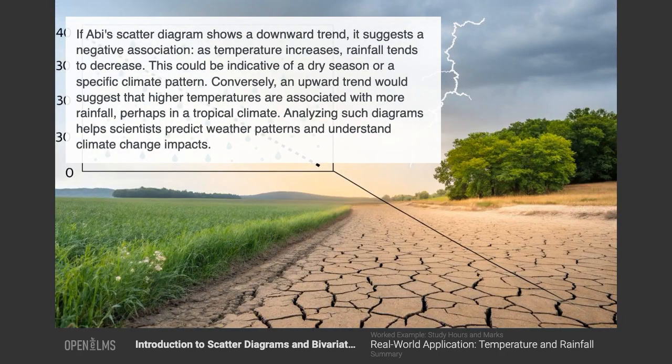If Abby's scatter diagram shows a downward trend, it suggests a negative association. As temperature increases, rainfall tends to decrease. This could be indicative of a dry season or a specific climate pattern. Conversely, an upward trend would suggest that higher temperatures are associated with more rainfall, perhaps in a tropical climate. Analyzing such diagrams helps scientists predict weather patterns and understand climate change impacts.